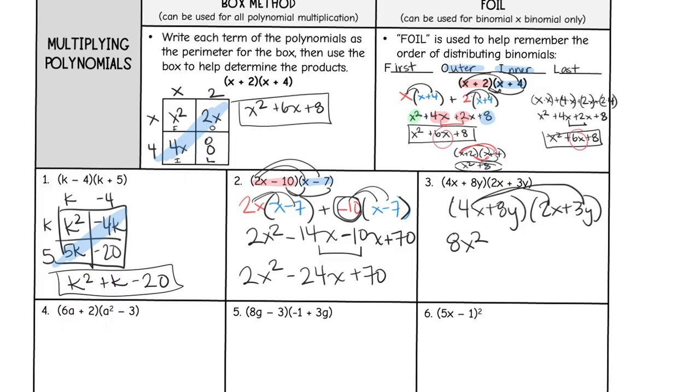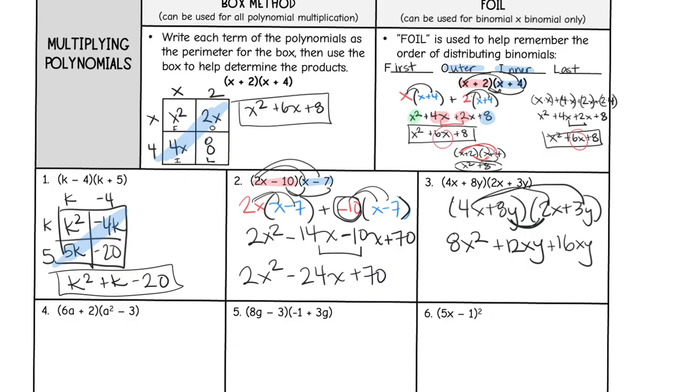Now I'm going to multiply the outer terms. So the outermost terms of my 2 binomials would be 4x times 3y. So 4 times 3 is going to be 12. X and y are not like terms, so I'm going to have just xy. Now I'm going to do the inner terms. So plus 8 times 2 is 16, and y times x is just, again, going to be xy.